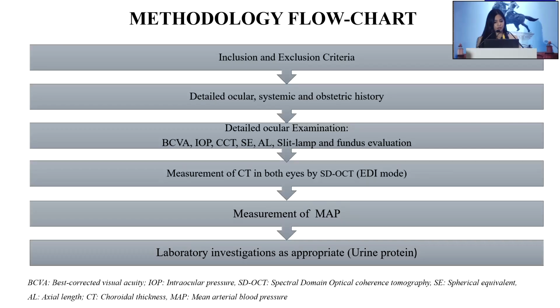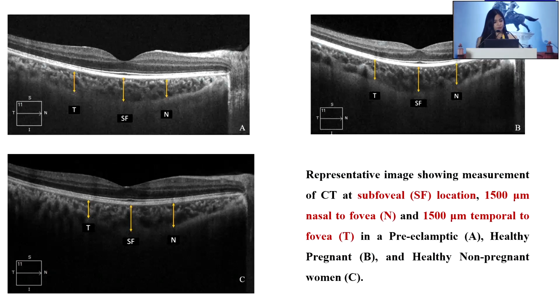After detailed workup, we included the best corrected visual acuity, IOP, the corneal thickness, spherical equivalent, axial length, slit lamp, and fundus evaluation. Then we measured the choroidal thickness of both eyes in the SD-OCT in the EDI mode, and we also measured the mean arterial pressure. In the lab investigations, we did take urinary protein.